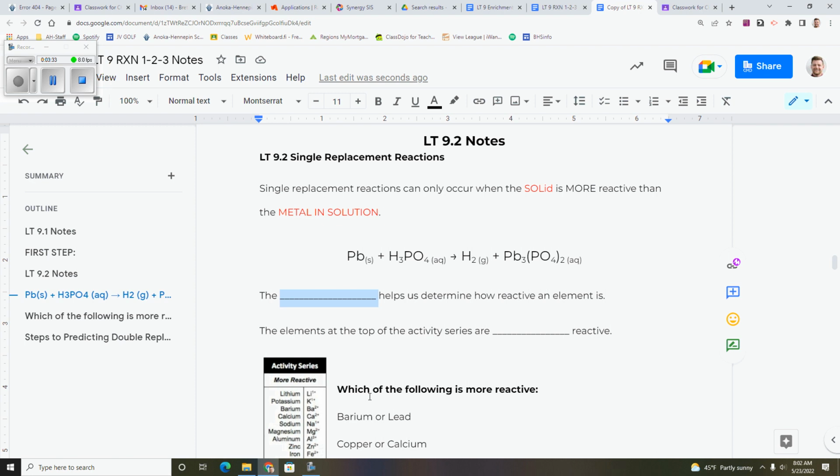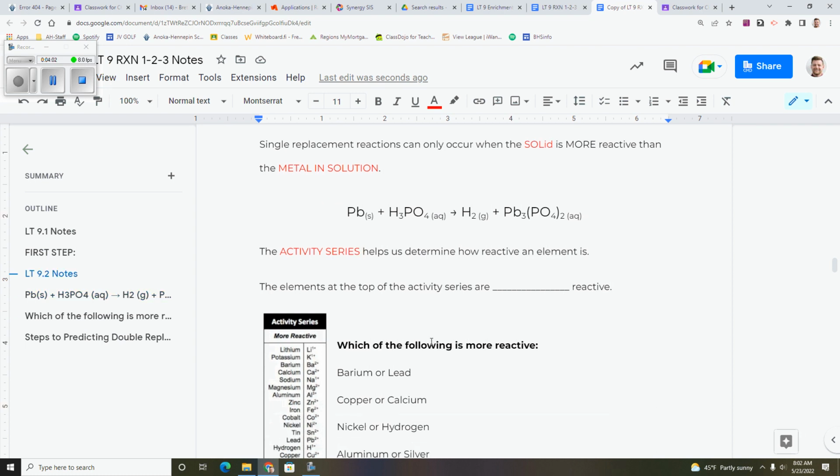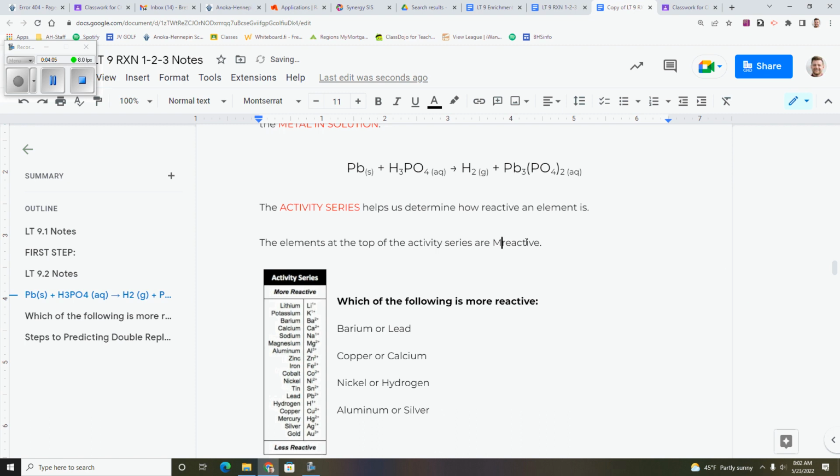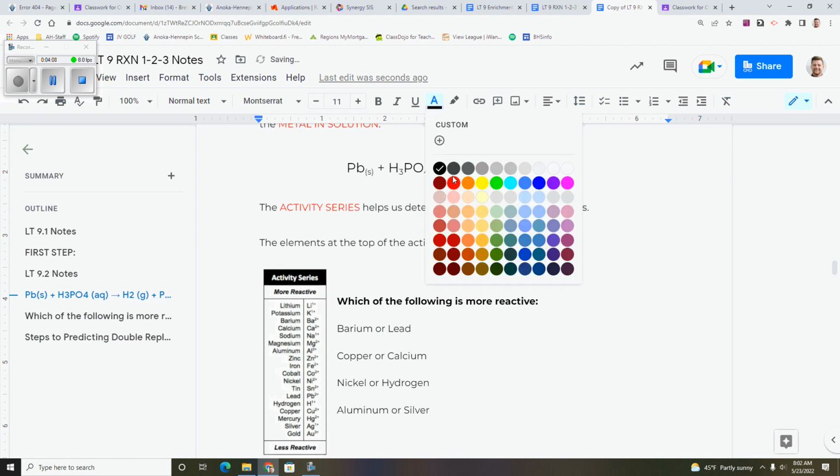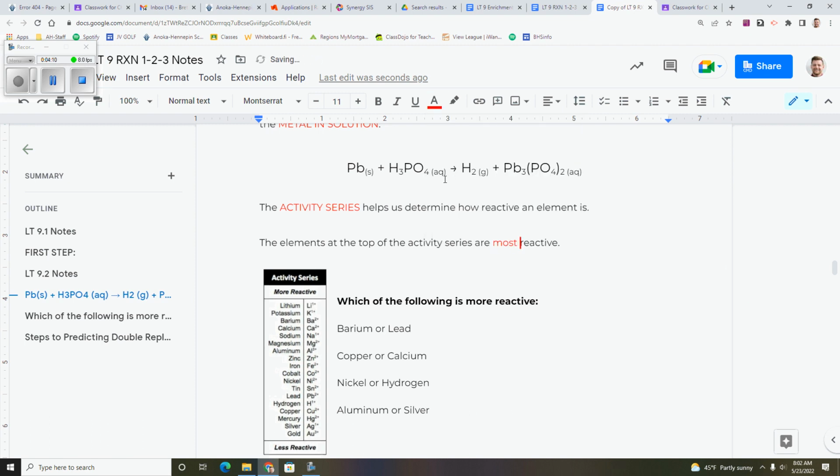Okay. So then the activity series helps us determine how reactive an element is. I'm typing this and not writing this because I'm recording this for my other hours. The elements at the top are the most reactive. Okay?